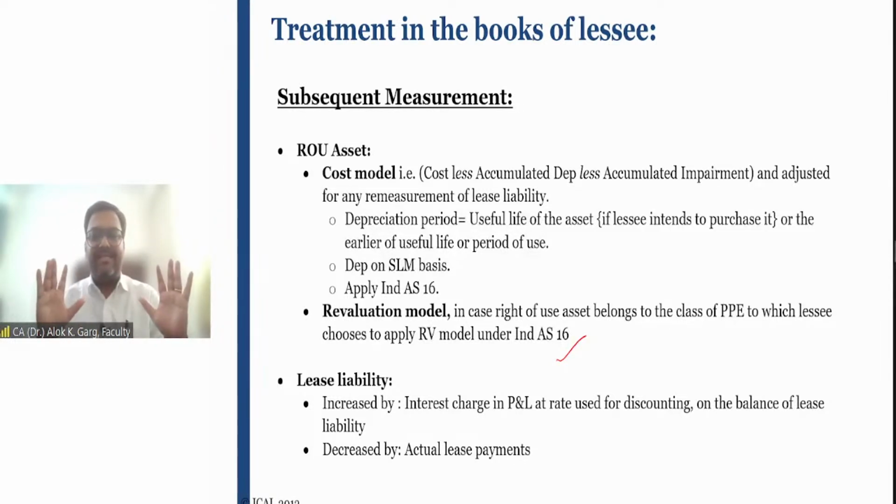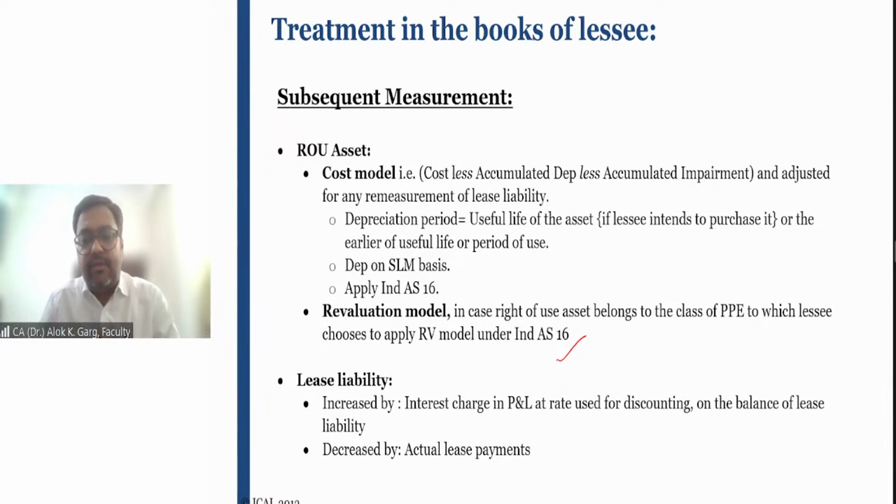I think this formula is clear to all of you because you have covered Ind AS 16 property, plant, and equipment, Ind AS 38 intangible asset, Ind AS 40 investment property, and I have taught you these three standards, right? So cost model means simple. You have to deduct accumulated depreciation and accumulated impairment losses from the cost. As simple as that.